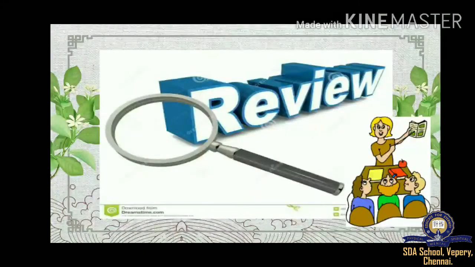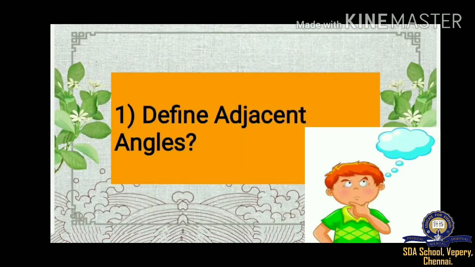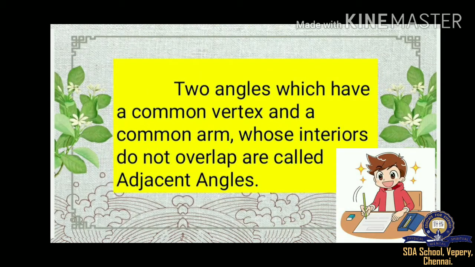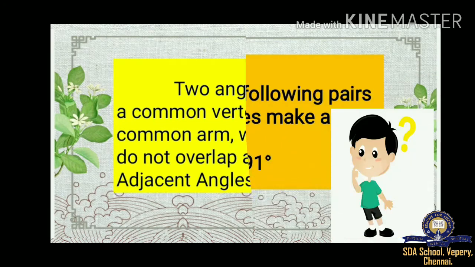Dear students, now let us quickly recall the basics of what we have seen in this class. Move on to our first question. Define adjacent angles. Anyone, students? Very good. Two angles which have a common vertex and a common arm whose interiors do not overlap are called adjacent angles.